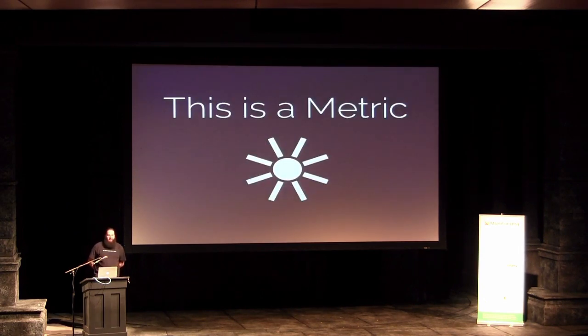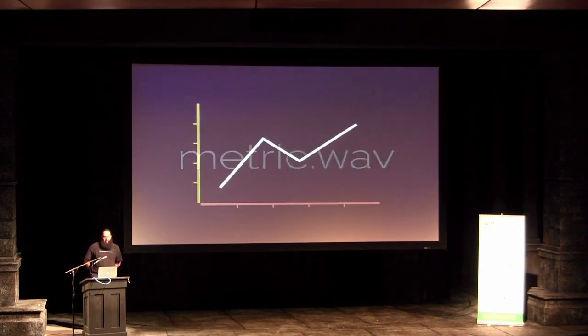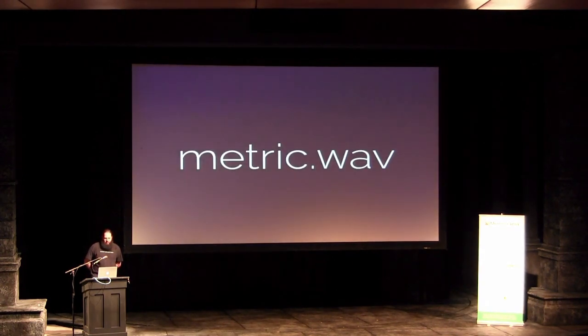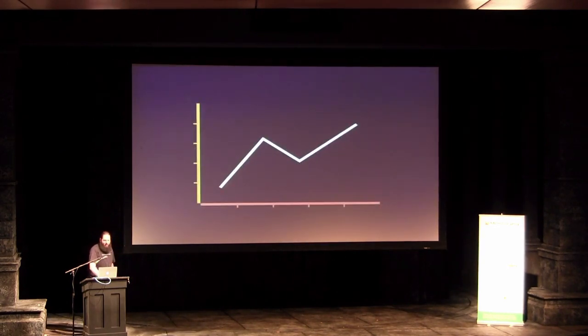Let's start at the beginning. So this is a metric. It has a value at a time. You can add additional metadata to your metrics, but this is the really basic piece of what you're going to have. We can put them into graphs. So here we have the value on the y-axis and the time on the x-axis. A thing we all look at all day, every day.